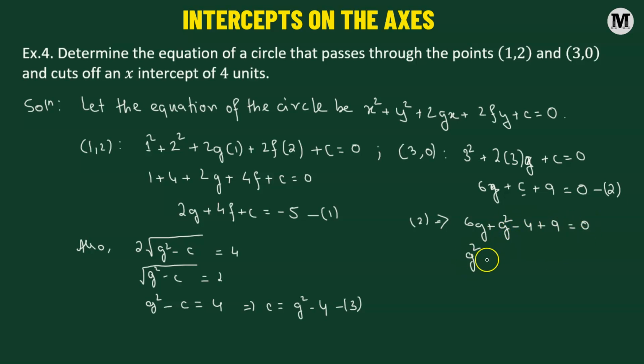That gives us g squared plus 6g plus 5 equals 0. Now we have a quadratic equation in g. We can easily factorize this. We're going to get (g plus 5) times (g plus 1) equals 0. So we get two values for g. So g could be -1 or it could be -5.